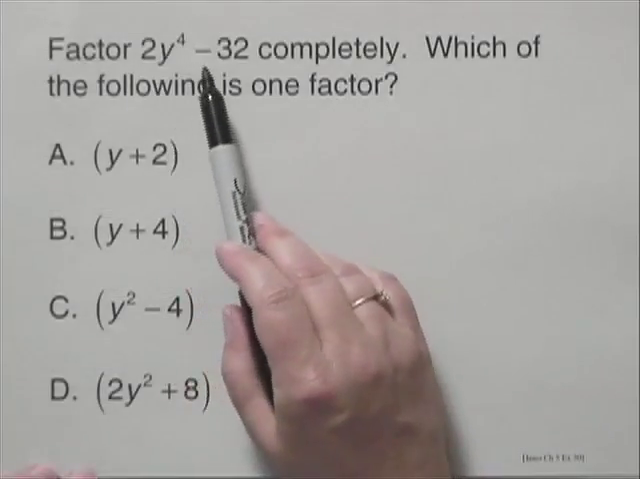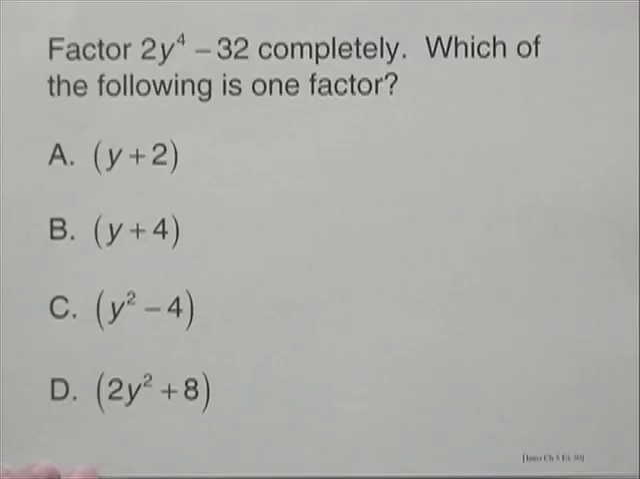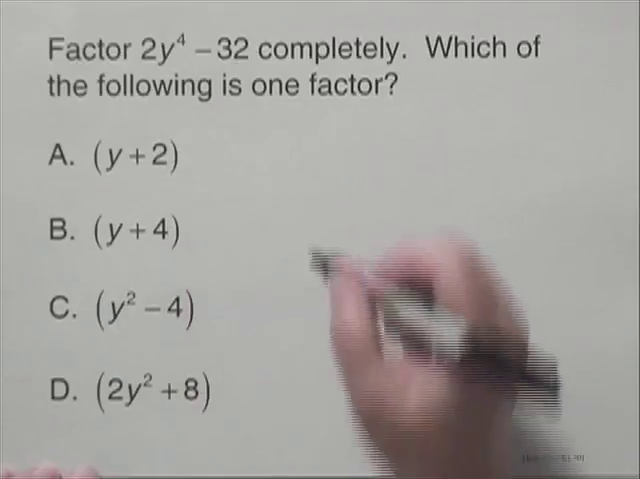Factor 2y to the fourth minus 32 completely. Which of the following is one factor? Let's begin by factoring completely. The first thing we look for is a common factor, and there is a common factor of 2.